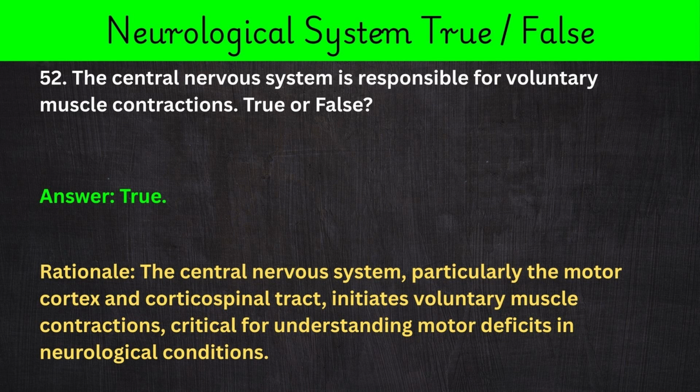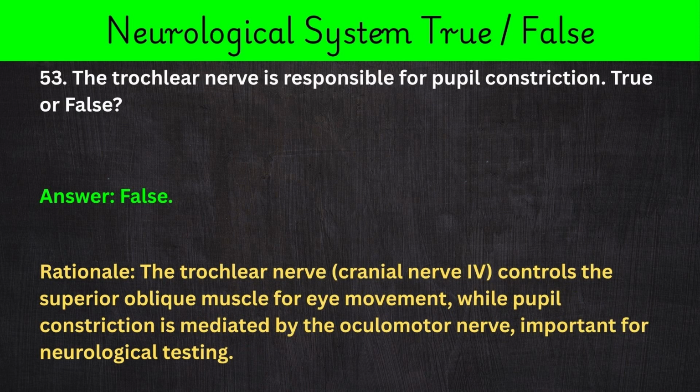52. The central nervous system is responsible for voluntary muscle contractions. True or false? Answer: true. Rationale: the central nervous system, particularly the motor cortex and corticospinal tract, initiates voluntary muscle contractions, critical for understanding motor deficits in neurological conditions.